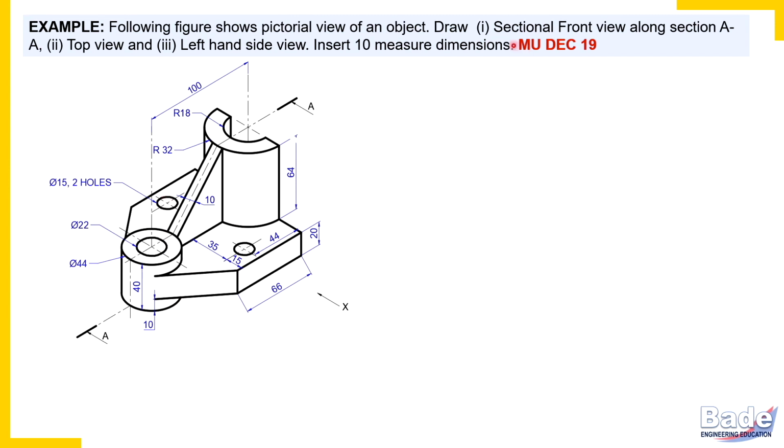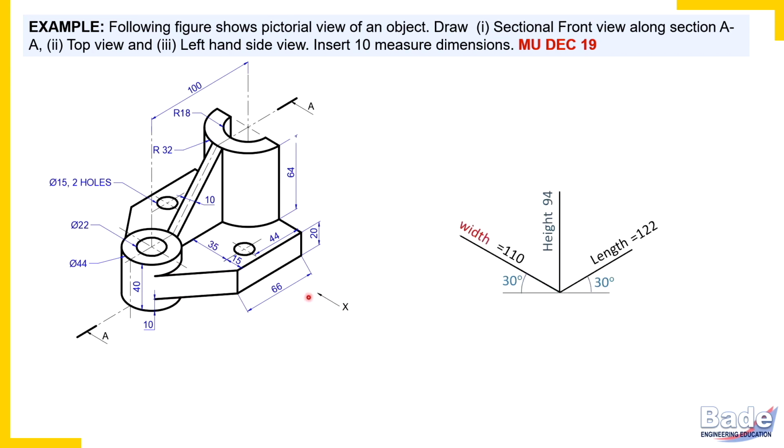But try to understand the question. You are asked to draw the sectional front view along section AA, but not a sectional top view or sectional side view. You are asked to draw the top view and left hand side view. So we draw a complete top view, a complete side view, and the front view is sectional. Now here the object will be cut into parts, the portion on the front side and the portion on the back side. The portion which is closer to the observer, that is the portion on the front side, is imagined to be removed.